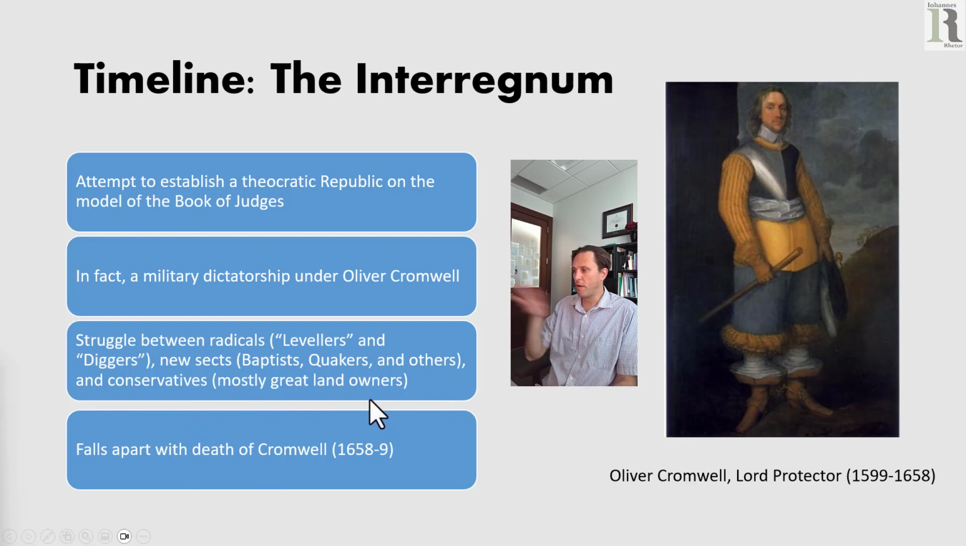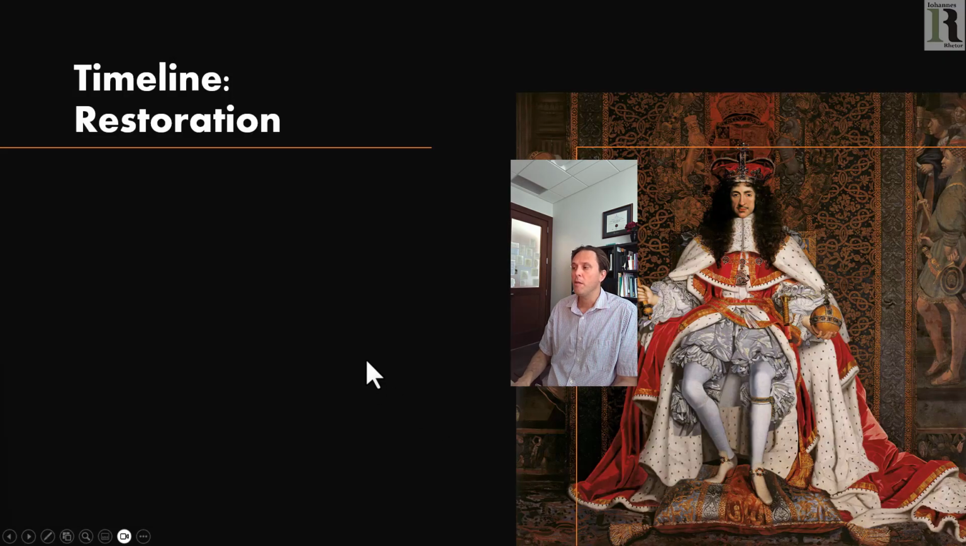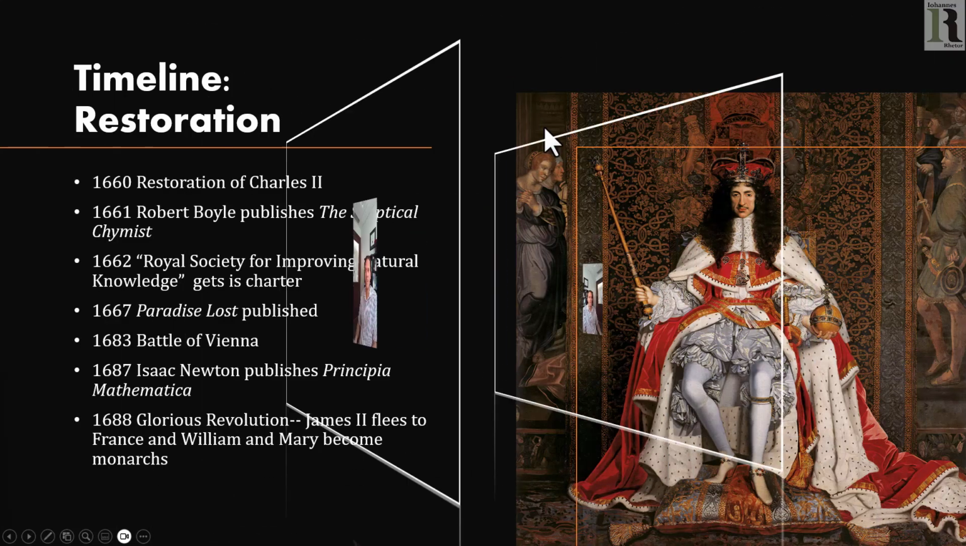And all of this revolutionary period fell apart with the death of Cromwell, bringing us to the Restoration, when this guy here, Charles the Second, who had been in exile in France after his father's death, comes back and reopens the theaters, and basically London goes into a period of kind of debauchery and hedonism, but also science.